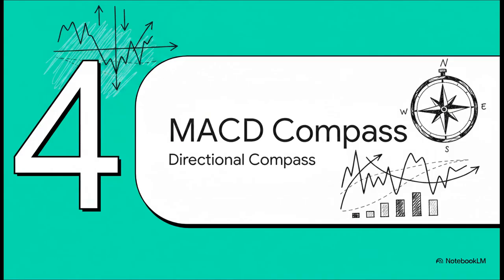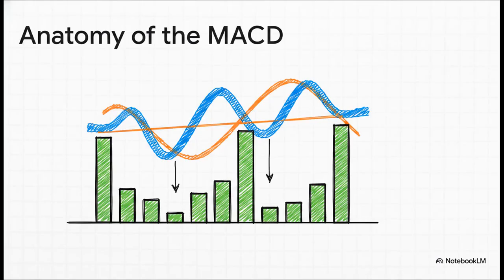Let's keep building. Part 4, the MACD directional compass. To confirm those momentum readings from the RSI, we turn to the MACD. Honestly, this thing is a genius piece of mathematical engineering. It measures trend conviction by finding the exact difference between a fast 12-period EMA and a slower 26-period EMA to create the MACD line. Then, we lay a 9-period EMA right over that, which we call the signal line, to act as our trigger. And the difference between those two lines? That's what you see visualized as the histogram.